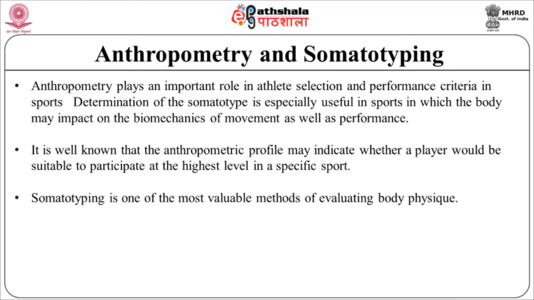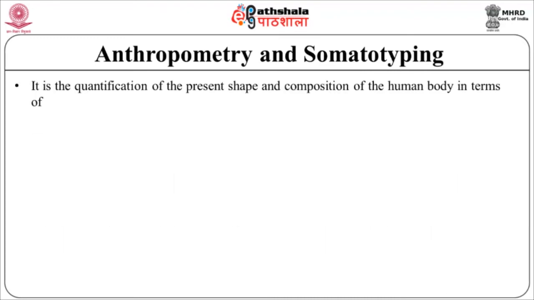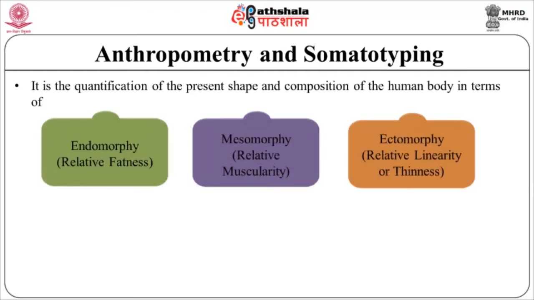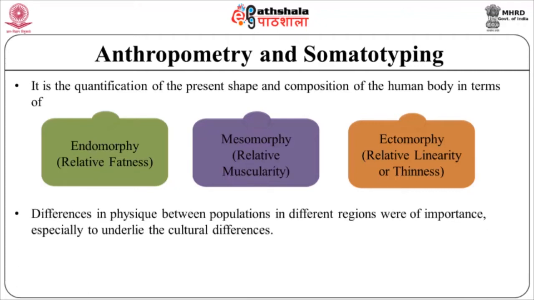Somatotyping is one of the most valuable methods of evaluating body physique. It is the quantification of the present shape and composition of the human body in terms of endomorphy, relative fatness, mesomorphy, relative muscularity, and ectomorphy, relative linearity or thinness. Because of its exclusivity, somatotyping has been used for studying population variations and age and sex variations. The differences in physique between populations in different regions were of importance, especially to underline the cultural differences.